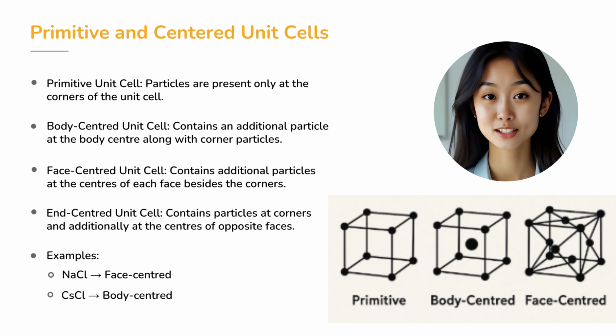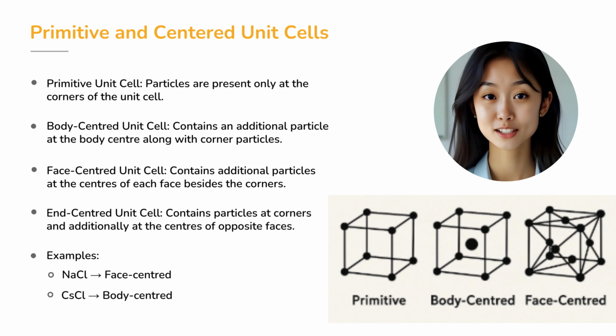For example, sodium chloride crystallizes in a face-centered cubic unit cell, while cesium chloride crystallizes in a body-centered cubic unit cell. These variations in packing directly influence physical properties like density, melting point, and stability. Nature allows unit cells to organize themselves in only 7 possible geometries, known as crystal systems. These are cubic, tetragonal, orthorhombic, rhombohedral, monoclinic, hexagonal, and triclinic.